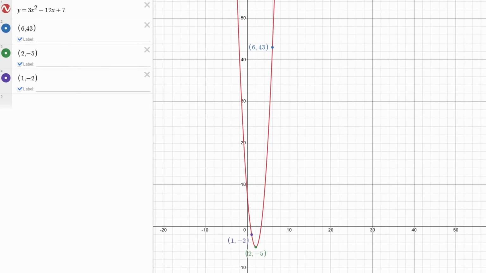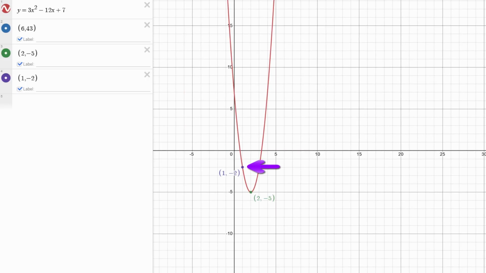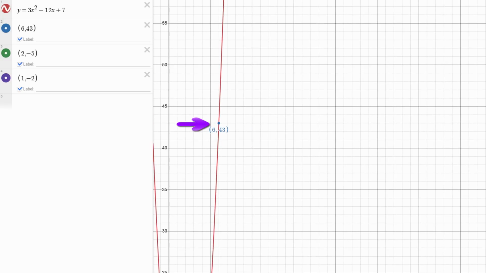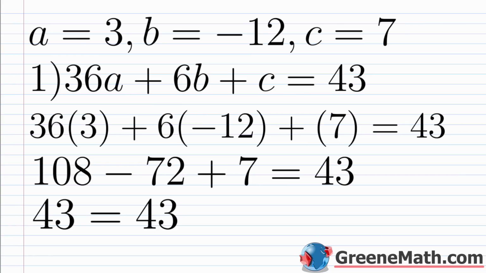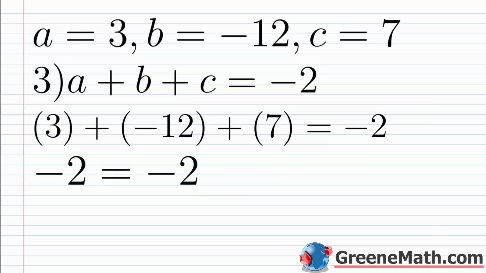Again, if you want to come to Desmos and check this out, you have your y equals 3x squared minus 12x plus 7. So this one, let me zoom in a little bit. You have your 1 comma -2 and your 2 comma -5. And then up here, you're going to have your 6 comma 43. Again, you can always check this by plugging in if you want. With the first equation, you're going to get 43 equals 43. With the second equation, you're going to get -5 equals -5. And with the third equation, you're going to get -2 equals -2.